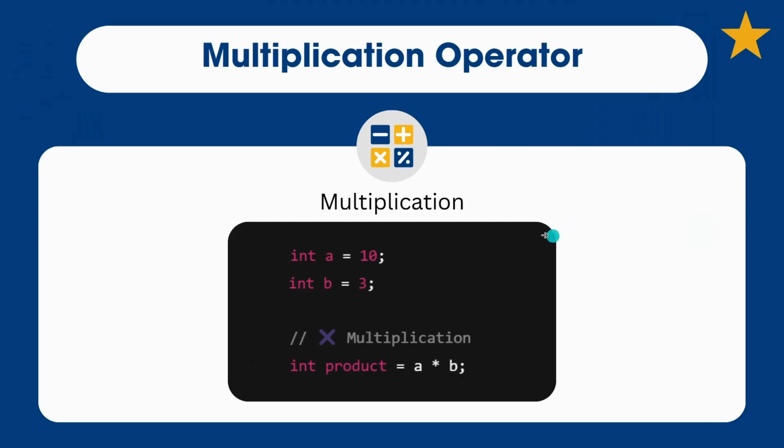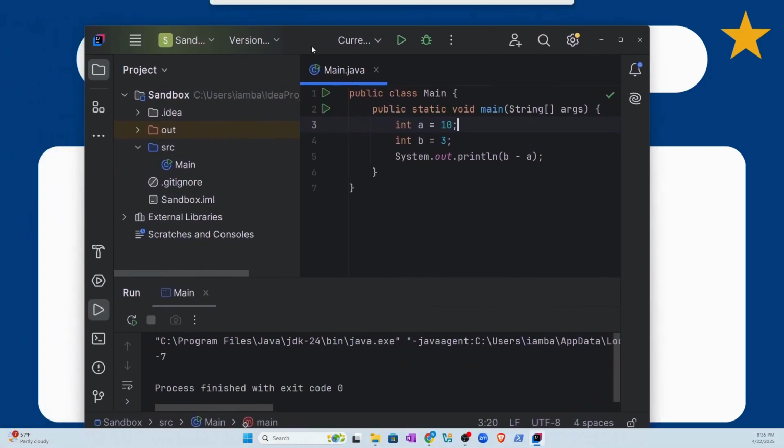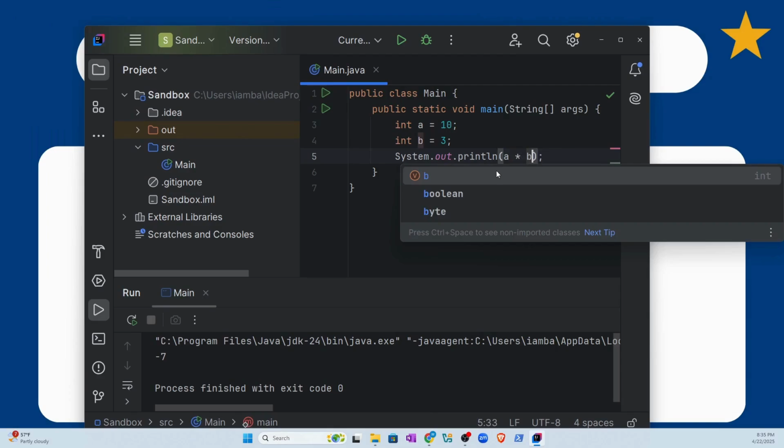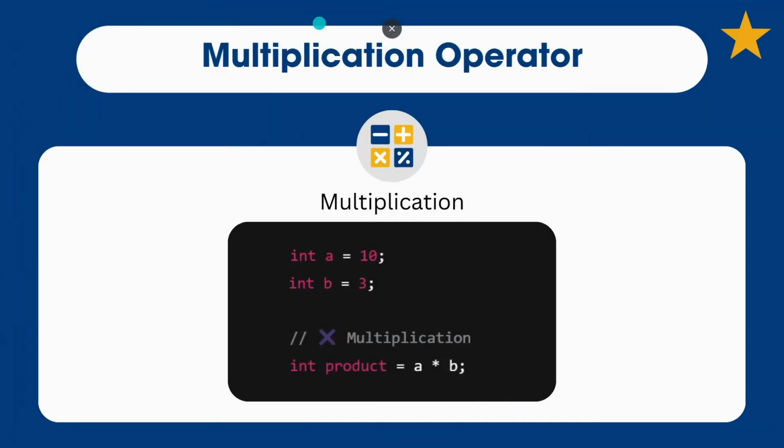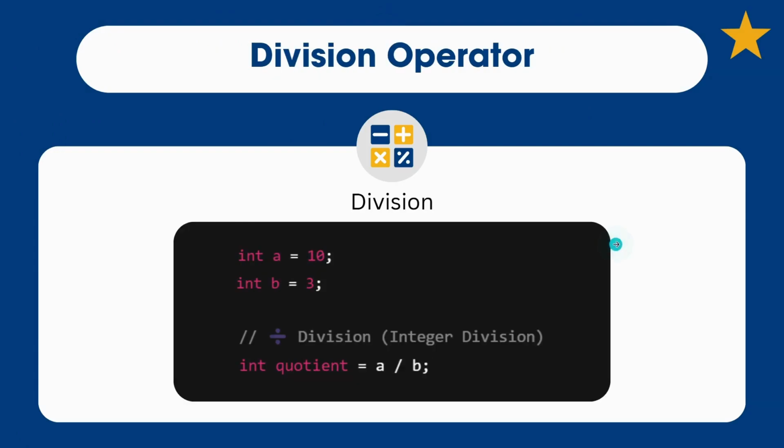We have multiplication operator. So the operator is actually the asterisk symbol on your keyboard. So we could do a times b. Order does not matter, as you know, with multiplication, so it's the same as b times a. That should give us 30. So that checks out. So that's the multiplication operator.